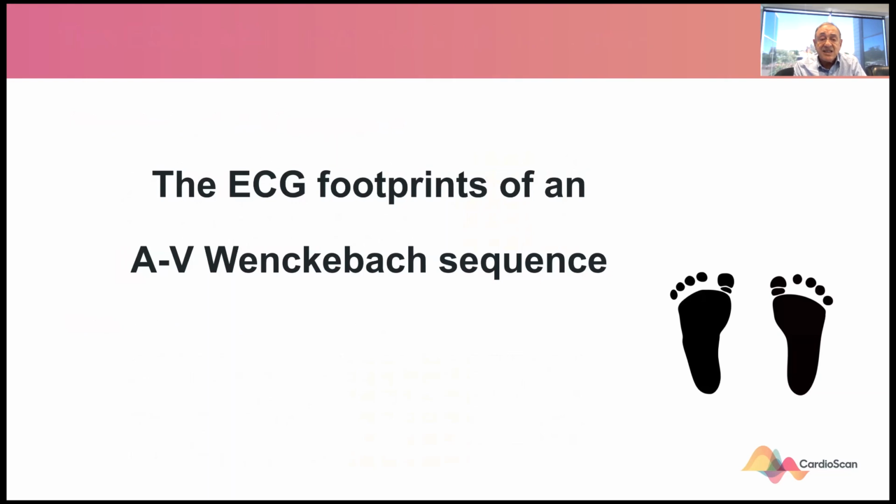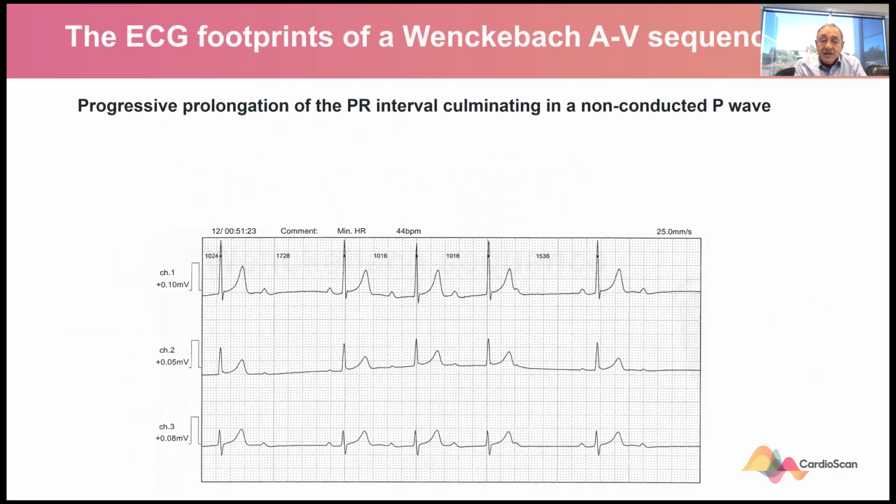Let's look at the ECG footprints of an AV Wenckebach sequence. There is, as you can see on this, a sequence of 3 QRSs and 4 P waves. There is a progressive prolongation of the PR interval culminating in a non-conducted P wave.